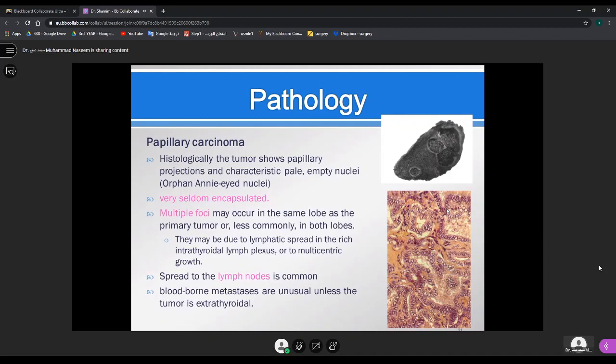Spread to lymph nodes is common, but blood-borne metastases are unusual unless the tumor is extrathyroidal. That is, in the advanced stage when the papillary carcinoma extends beyond the thyroid capsule, beyond the thyroid, then it spreads to the bloodstream and goes to other sites. Otherwise, it remains in the thyroid gland and the lymph nodes.